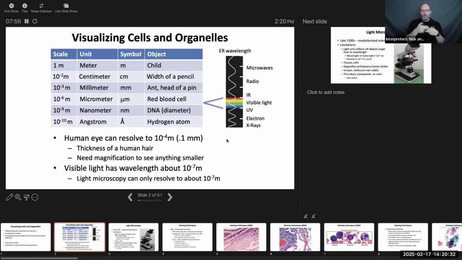And now we're down to molecular scale, at least some of the larger molecules like DNA, which is a pretty big molecule. The DNA double helix is about 20 nanometers in diameter. So we're down to that kind of scale.